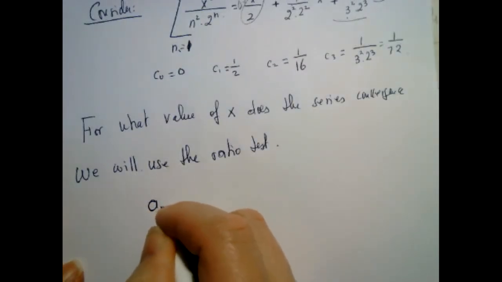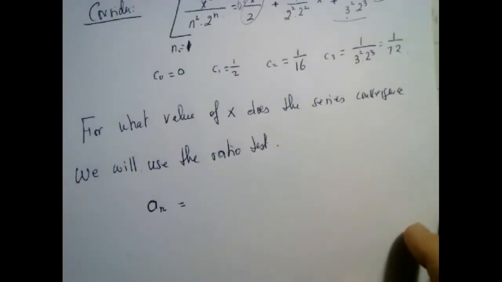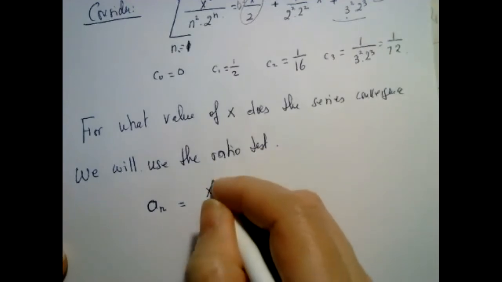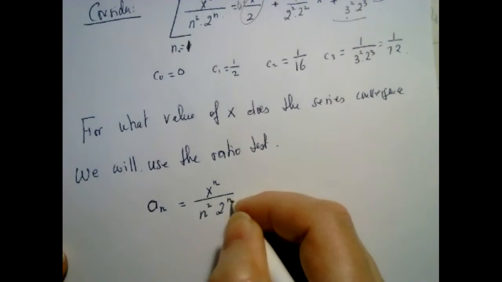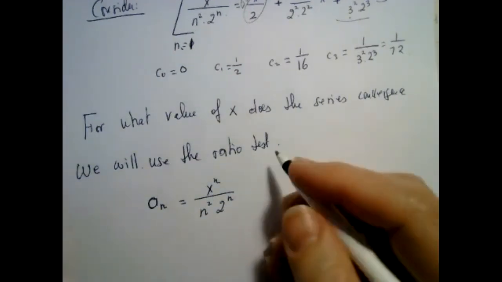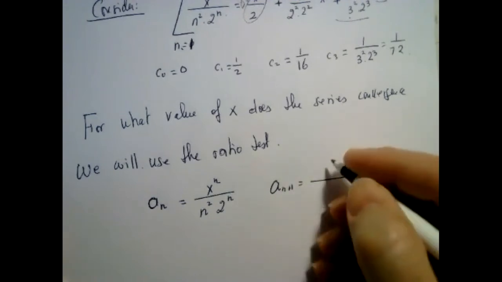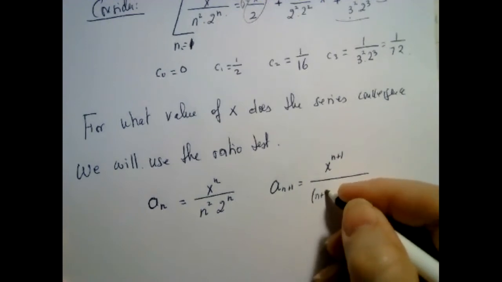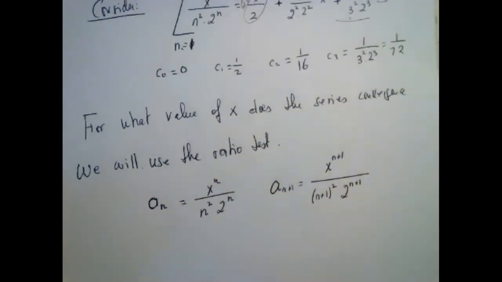First, what is the general term? Okay, I used n instead of k. I forgot what the book is using here. So a_n is the general term. So the general term is x to the n over n squared 2 to the n. The ratio test requires us to take the ratio between a_(n+1) and a_n. So let's see what a_(n+1) is. It is x to the n plus 1 over n plus 1 squared 2 to the n plus 1.